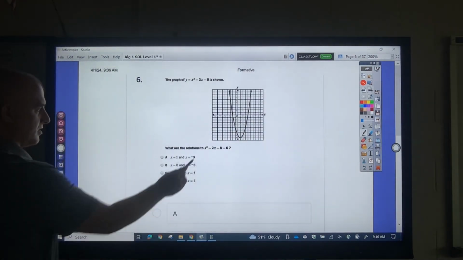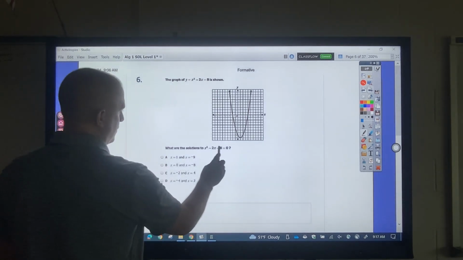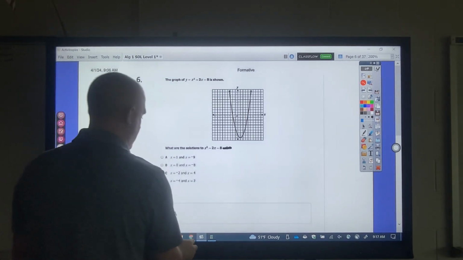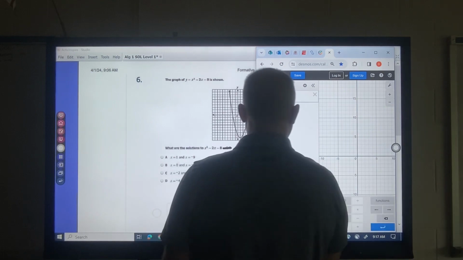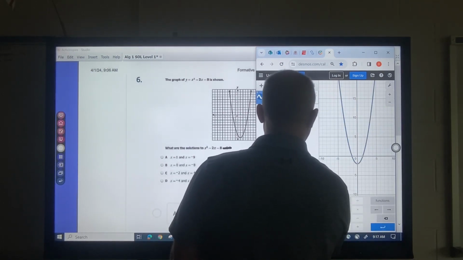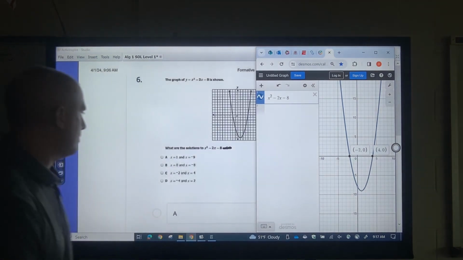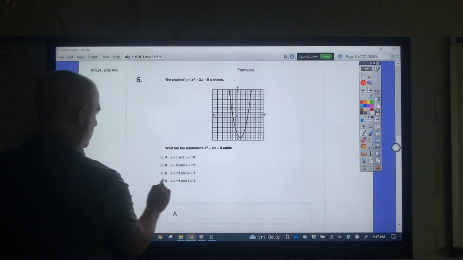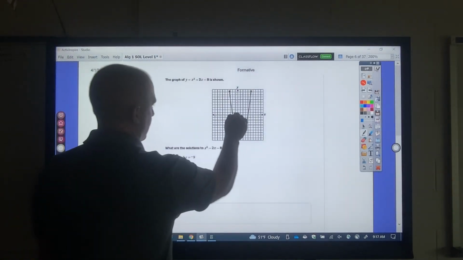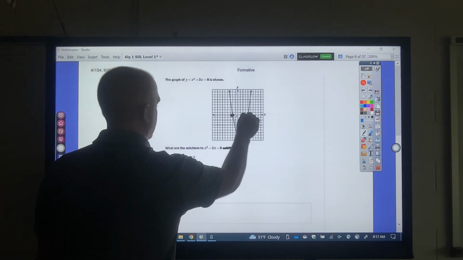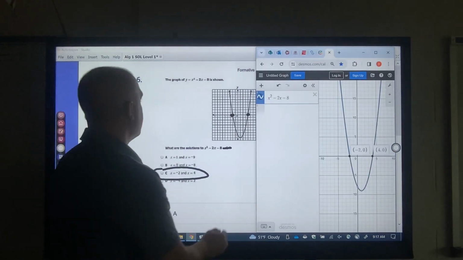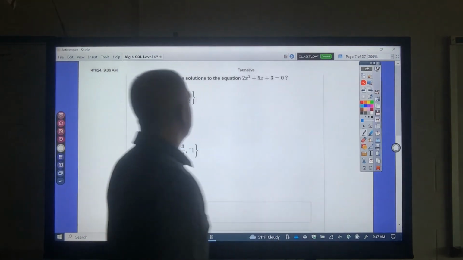What are the solutions to x squared minus 2x minus 8? Once again, I don't need to type in that. x squared minus 2x minus 8. Where it crosses the x-axis: negative 2 and 4. Negative 2 and 4, C. You could also look at it, and it's right here, here, here. If they give you a graph, you don't have to do anything.